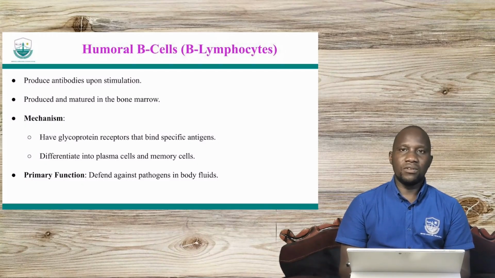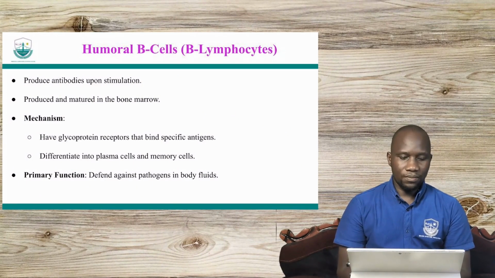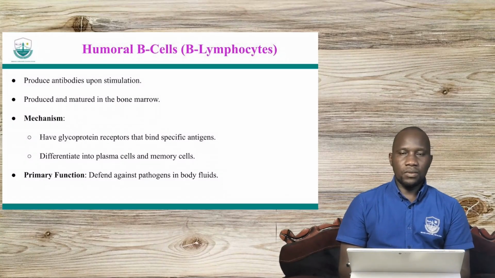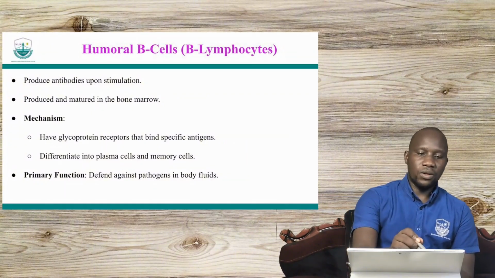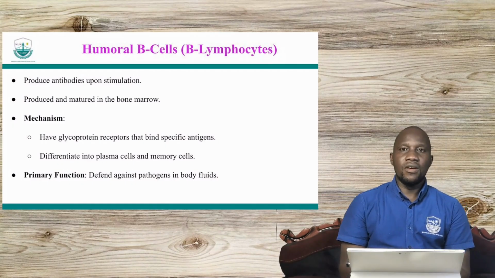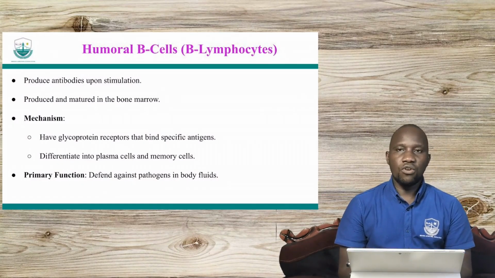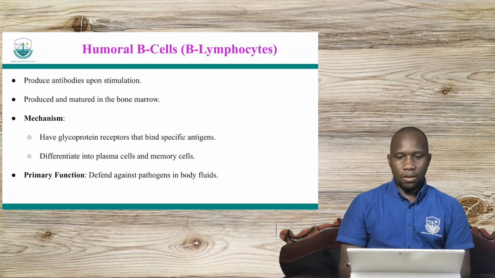Okay, so we're saying that the B lymphocytes are the ones that produce the antibodies, but also can differentiate into plasma cells that produce the antibodies, and then the memory cells that are used for future attacks of the same pathogen. Okay, so they are very important in defending the body against pathogens, especially in body fluids, and that is why we have this here, referring to the body fluids, humoral B cells.